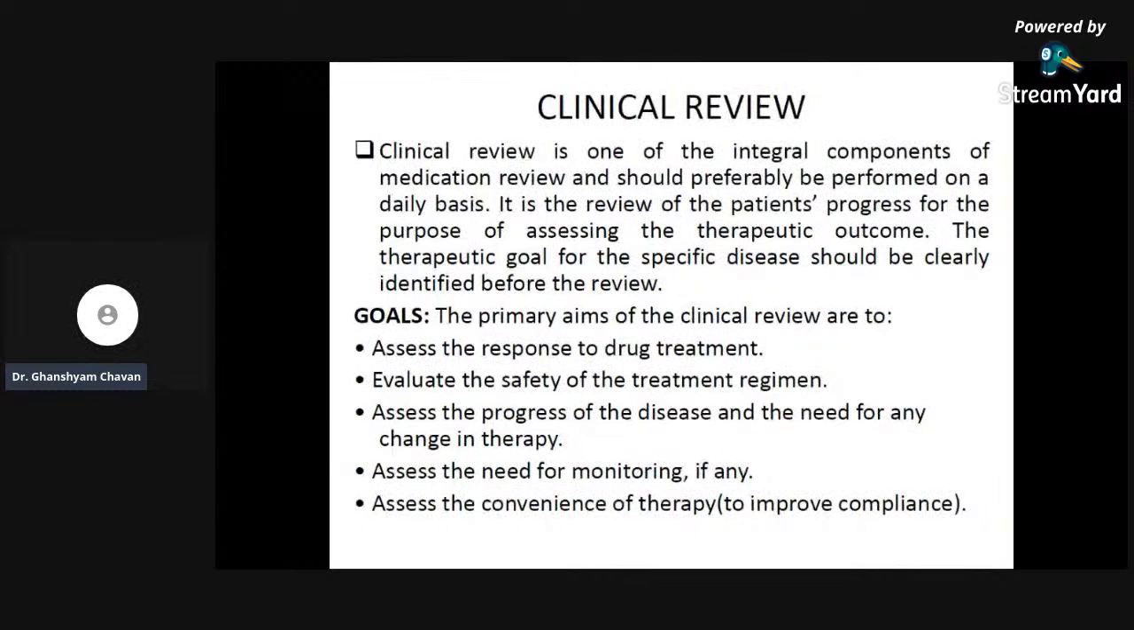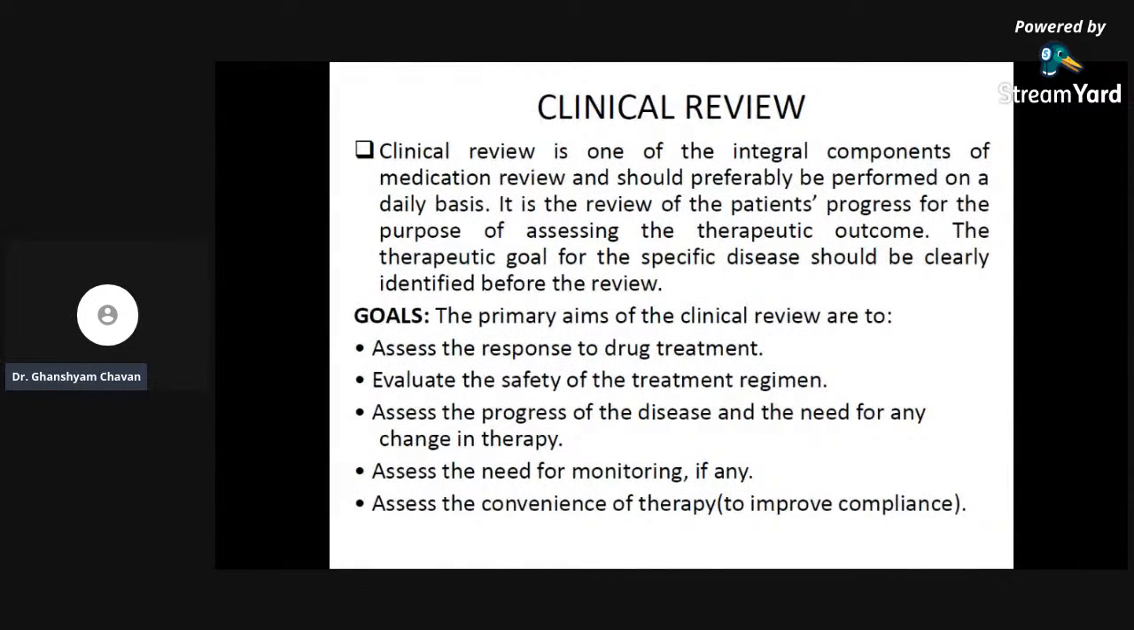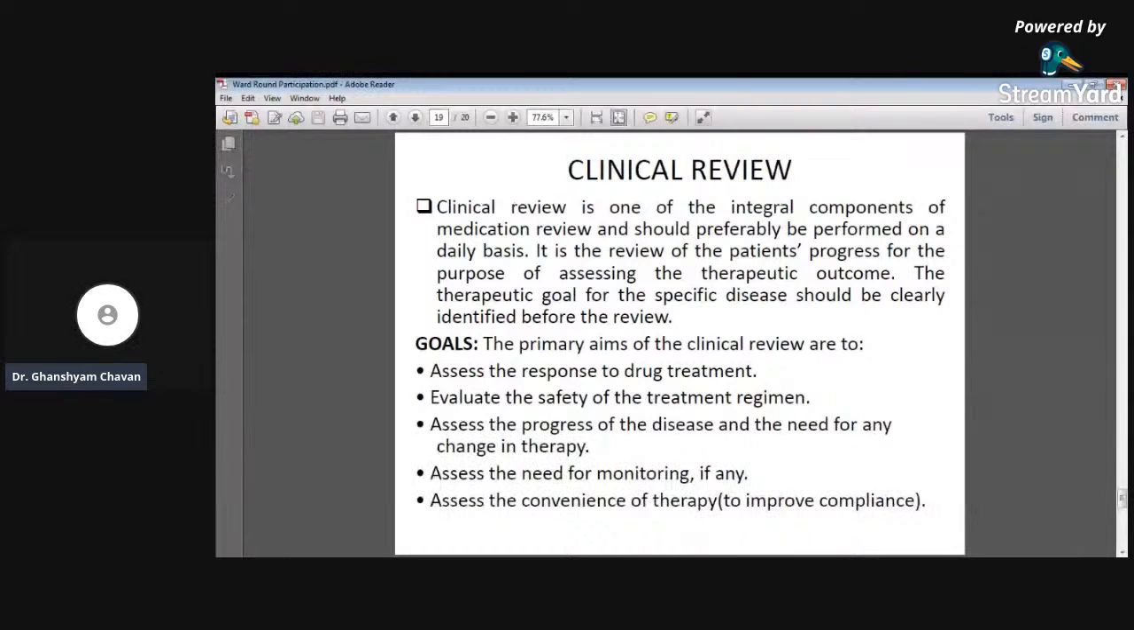So students, here we have discussed the clinical review as well as the medication chart review and the pharmacist intervention. So in this fashion we have discussed this point.